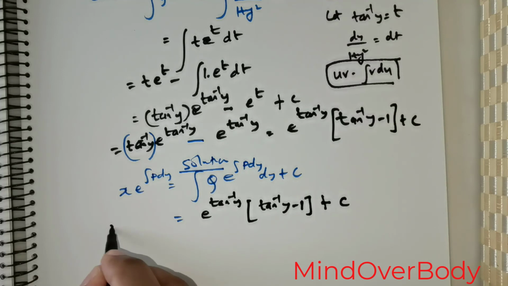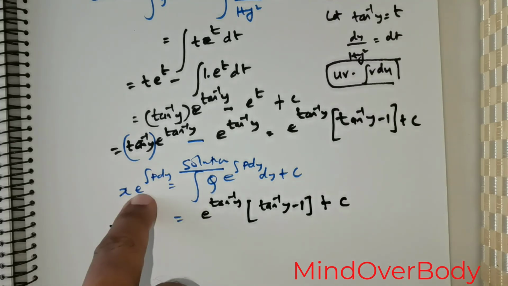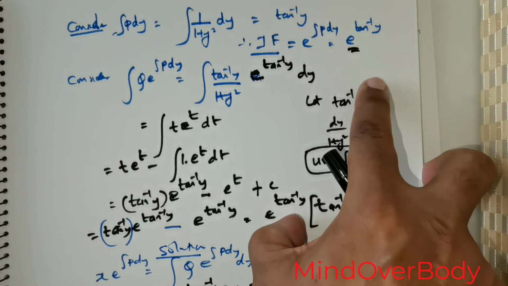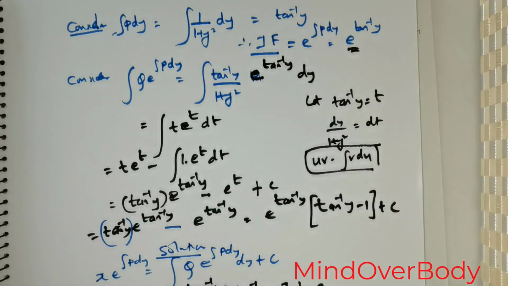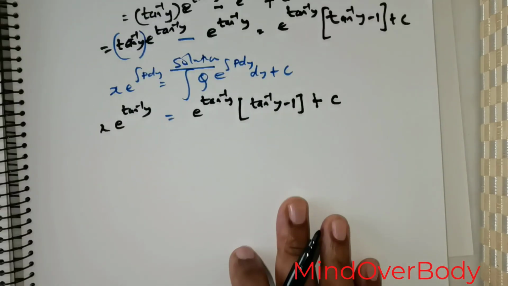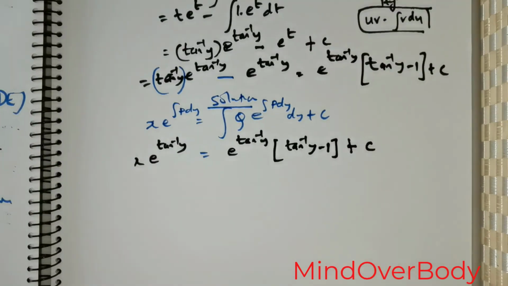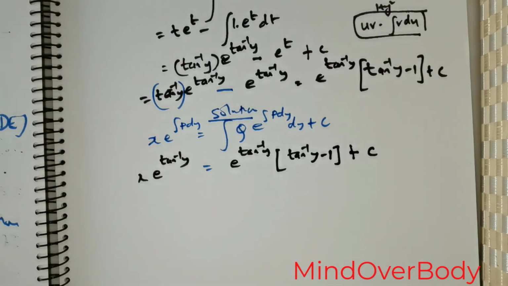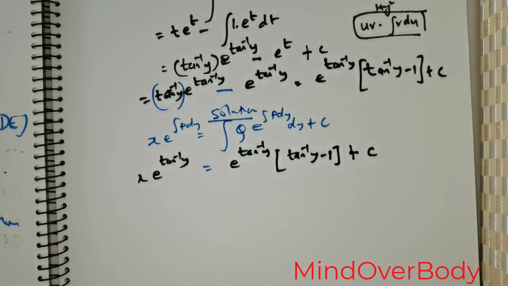For the left hand side, x times e raised to the power of integral p dy. So we need to have the integrating factor, which is this, right? So substitute that. So x times e raised to the power of tan inverse of y. All I'm doing is just substituting it. Now if you want, you can simplify, but I think this is the right place to stop.